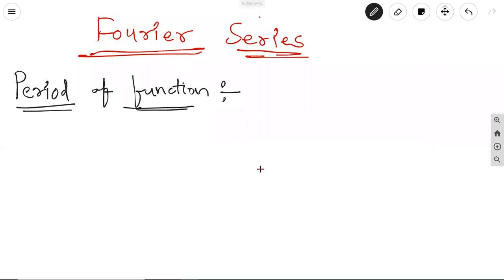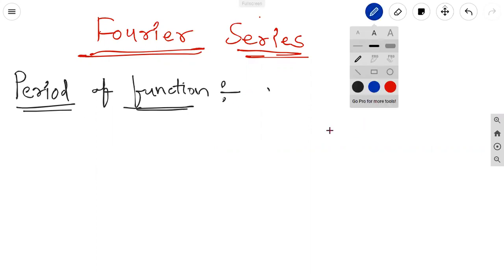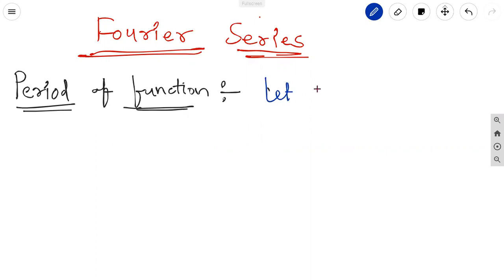Let us discuss a chapter, Fourier series. In that, the first definition is periodic function. Periodic function means here we are taking sets. Let A be a subset of or equal to B. Subset of B means here A is the domain set.